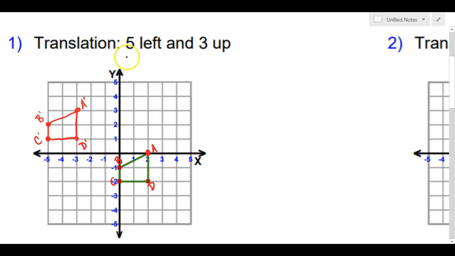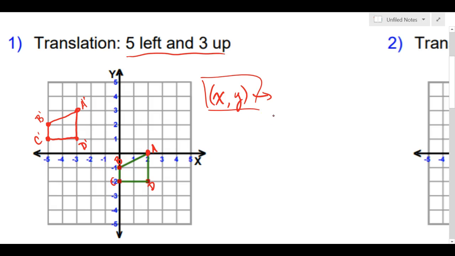But it's not always going to be written this way. There are actually two other key ways to write this. One of them is called coordinate notation, and it's actually very simple. We're going to write x comma y, then an arrow. This means the original image right here.